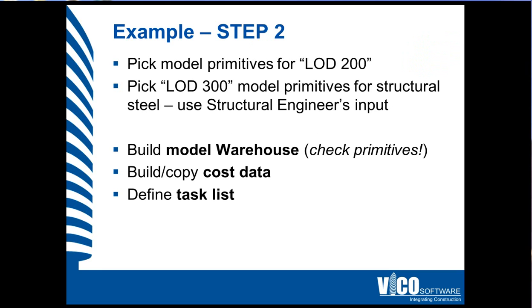So the first bit is to pick model primitives for level of detail 200. We'll look at the primitives that I will select in a moment. We'll use level of detail 300 model primitives for the structural steel because we want to use the exact profiles that the structural engineer provided us with. Then we'll build the model warehouse, and I will use Revit today to do that example. We will build or copy the cost data that was set up, and we'll end up by defining the task list.